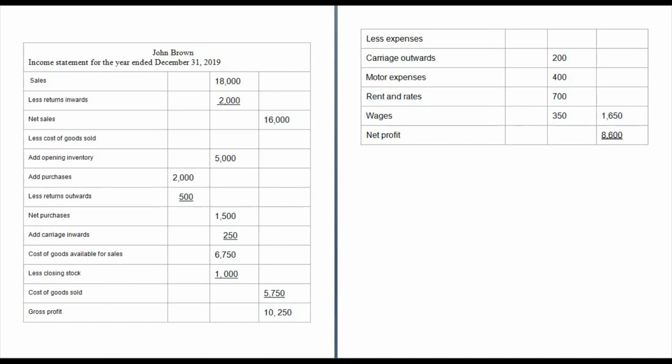From there, we move to the profit and loss section. In this section, you're calculating for net profit. How do we find our net profit? We deduct the total expenses of the business from the gross profit. So we're going to look and see what are the expenses that the business has. For this example, we have 4 expenses. We have carriage outwards, motor expenses, rent and rates, and wages. You total all the expenses, which should give us 1650, and then you subtract that from gross profit, and then and there you arrive at the net profit.